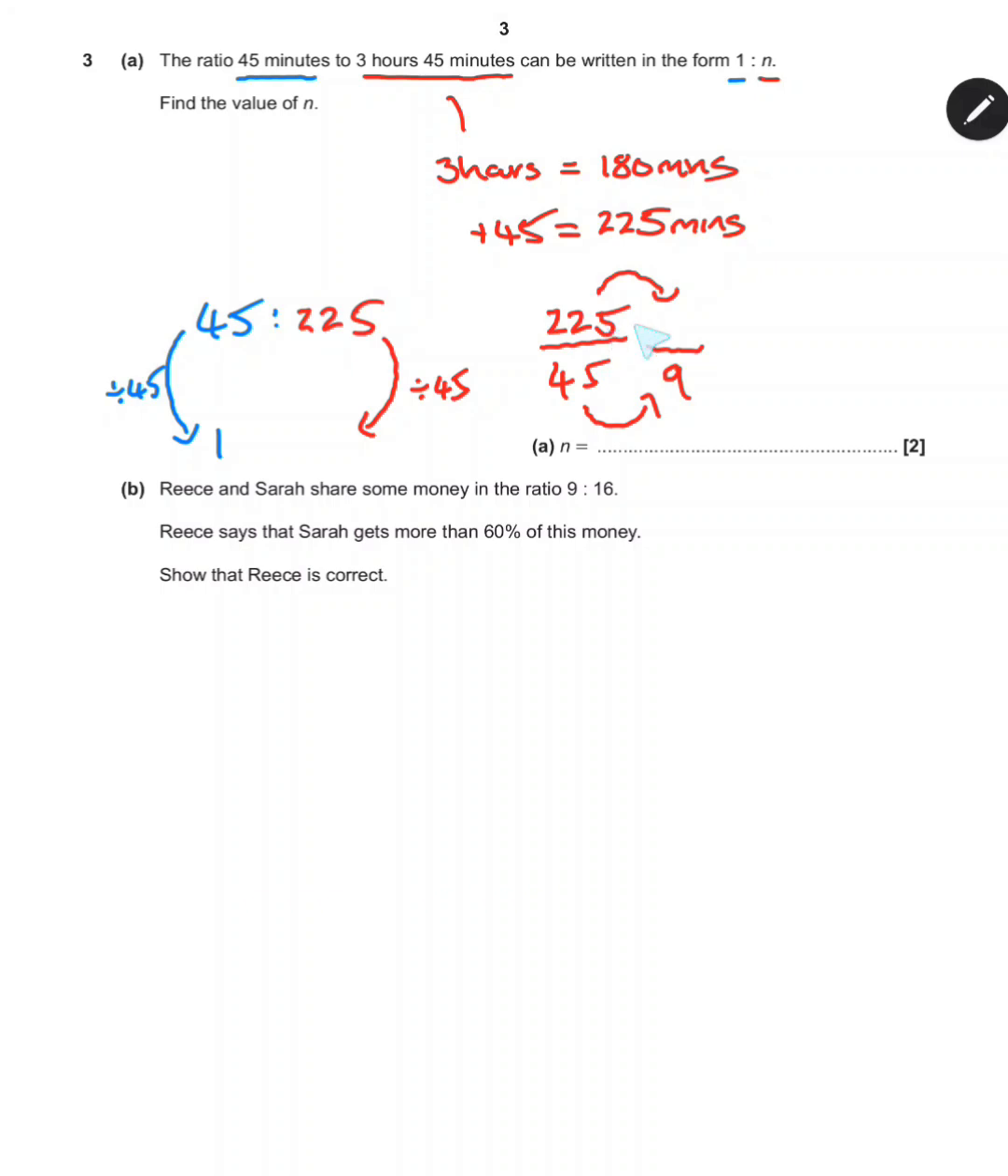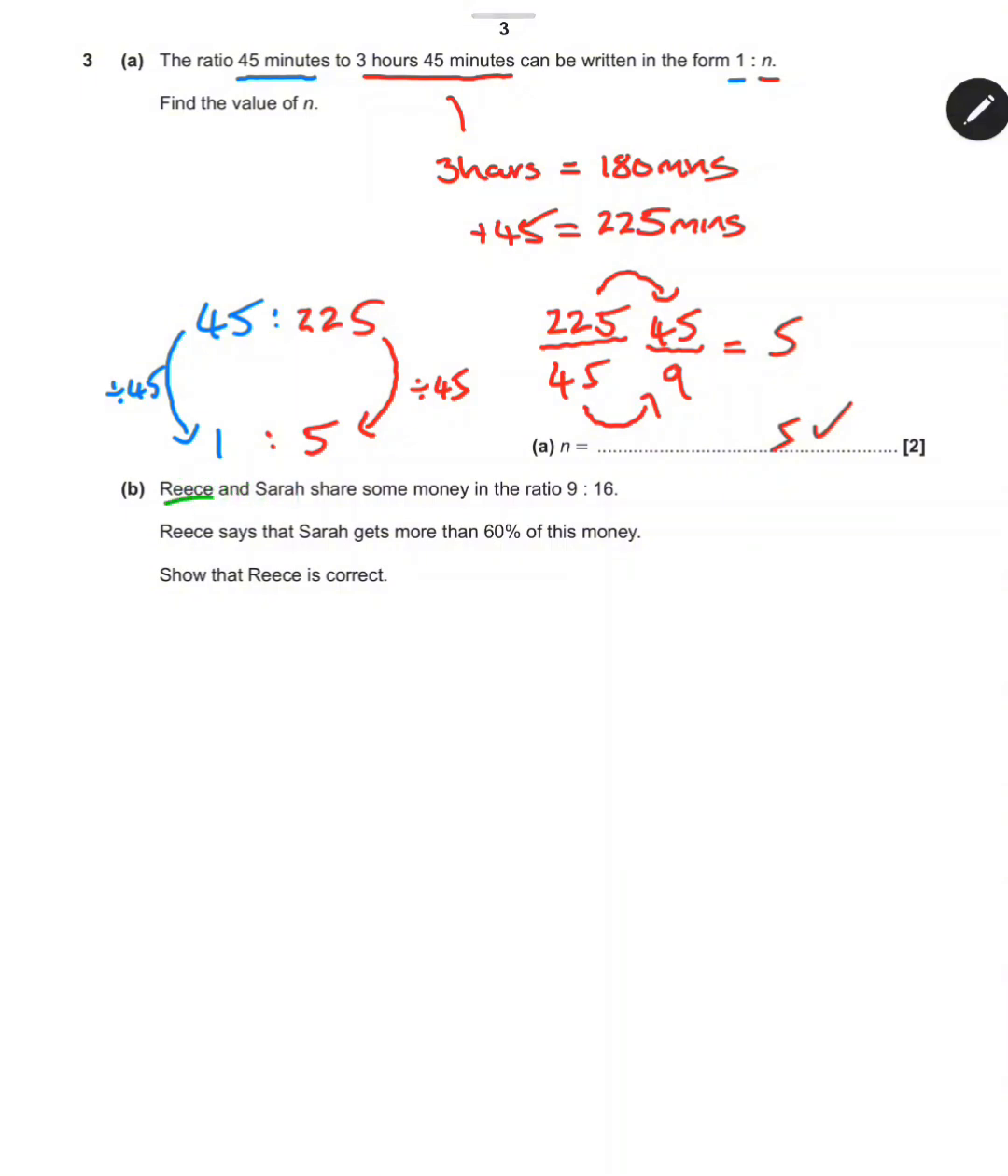225 divided by 5. Well, the 25 divided by 5 is 5. And the 200 divided by 5 will be 40. Right, 5 40s is 200. 5 5s are 25. So that is 45. We've now just got to do 45 divided by 9. Well, 45 divided by 9 is 5. So my ratio in the form 1 to n is 1 to 5, and n equals 5.